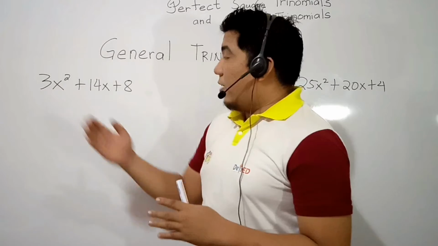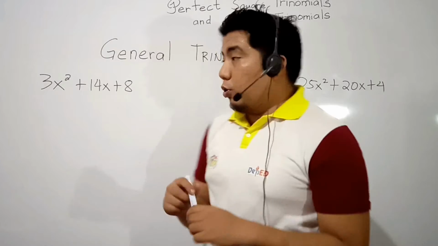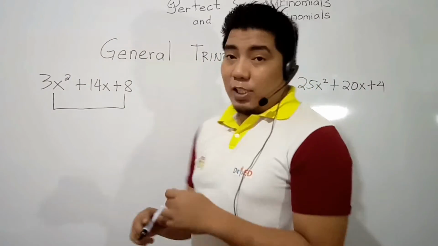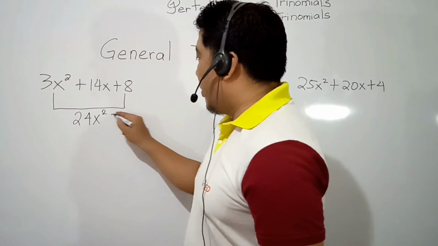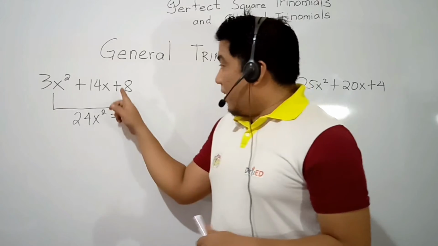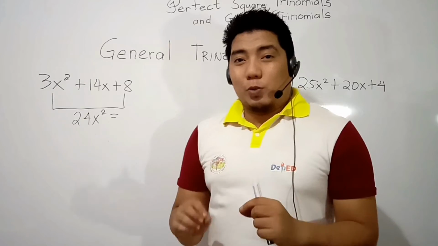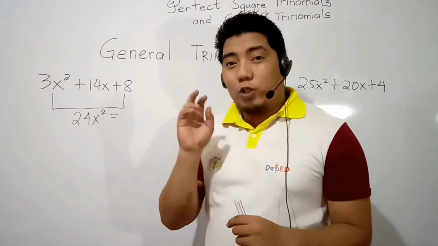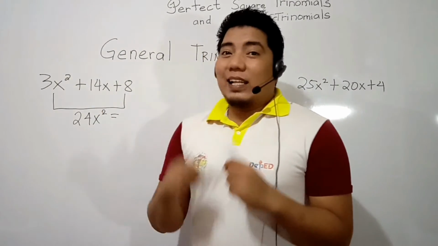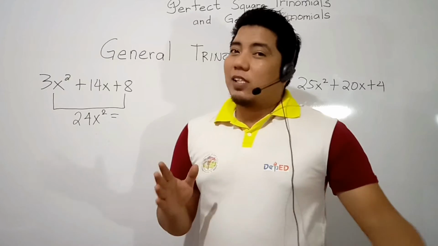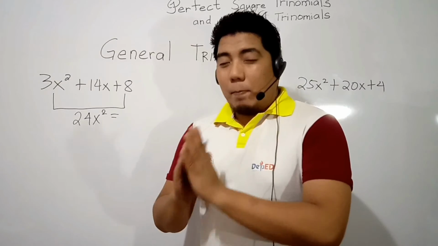Okay, so now we have here our first example, 3x squared plus 14x plus 8. The first thing we should do is we multiply the first and the last term. So 3x squared times 8, that is 24x squared. Okay, now remember that this is positive and positive. So therefore, if your last term is positive, you can only choose from two positive answers or two negative answers. But since our middle term here says that it is positive, then let's not consider the negative pairs.